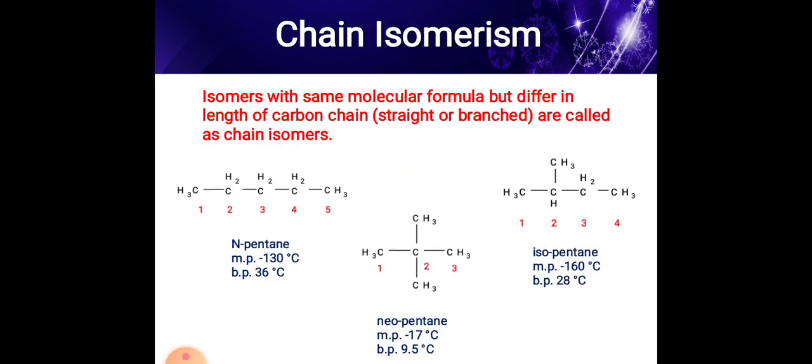Then see chain isomerism. The isomers with the same molecular formula but differing in length of carbon chain, straight or branched chain, are called chain isomers. This is the structure of n-pentane having 5 carbons. Here only the molecular formula is the same but they differ in length of carbon chain. These are the examples of chain isomers.